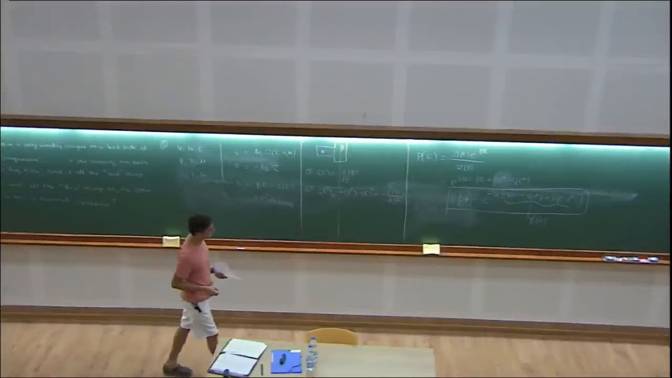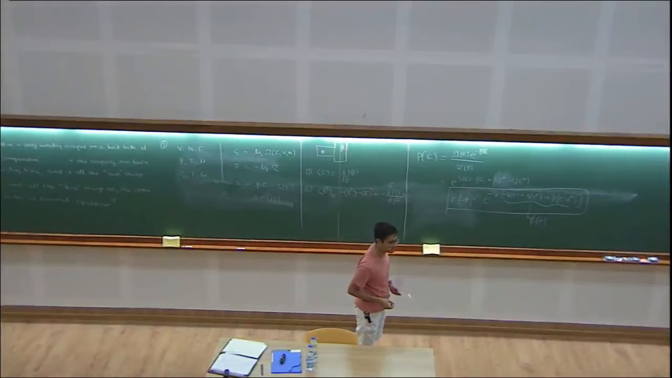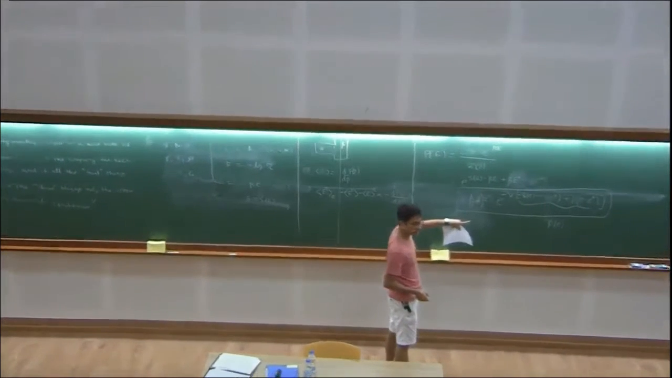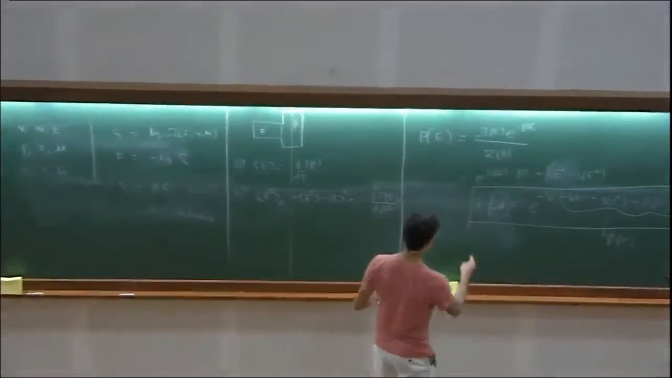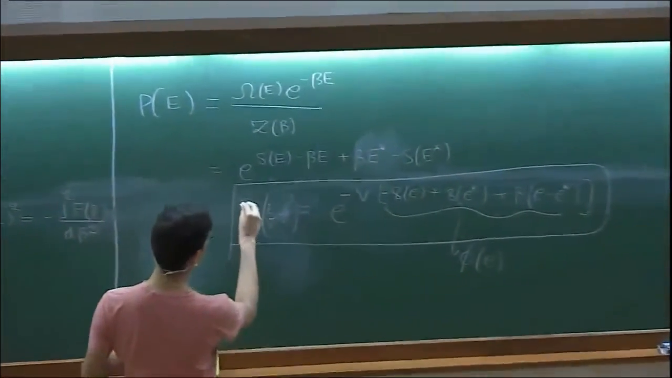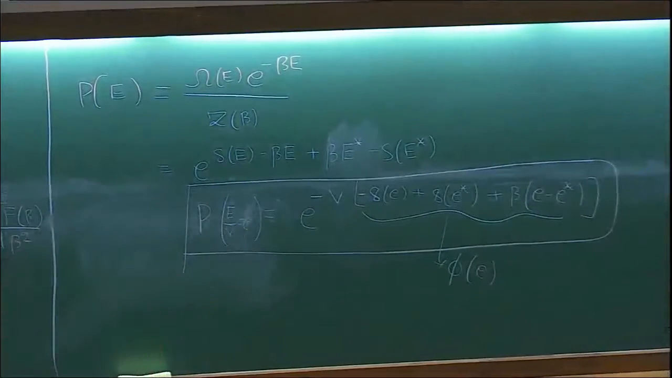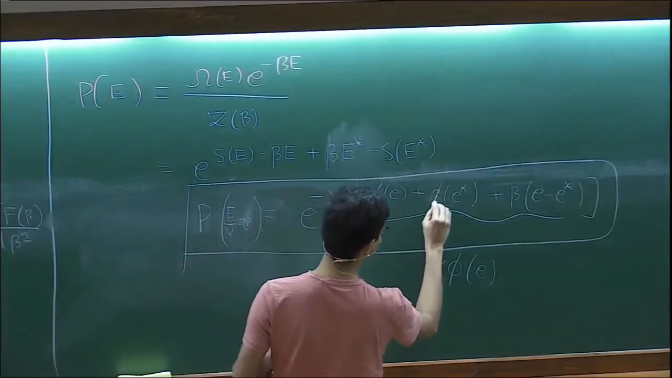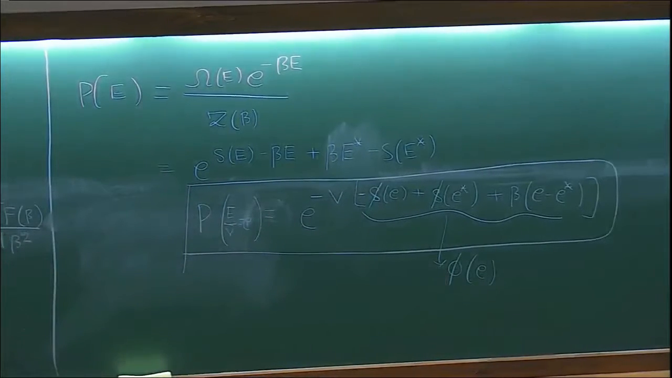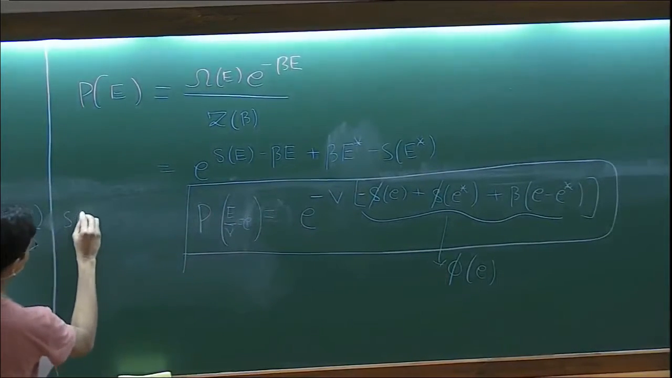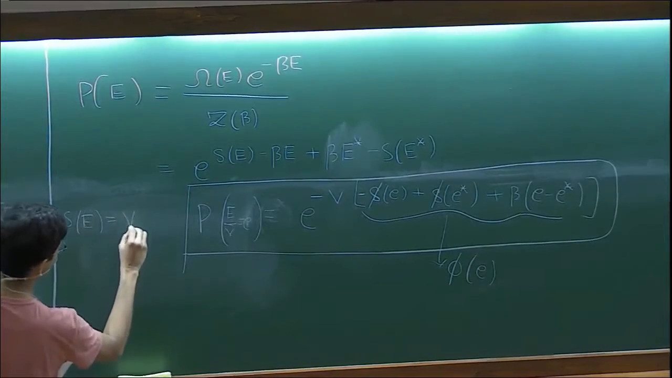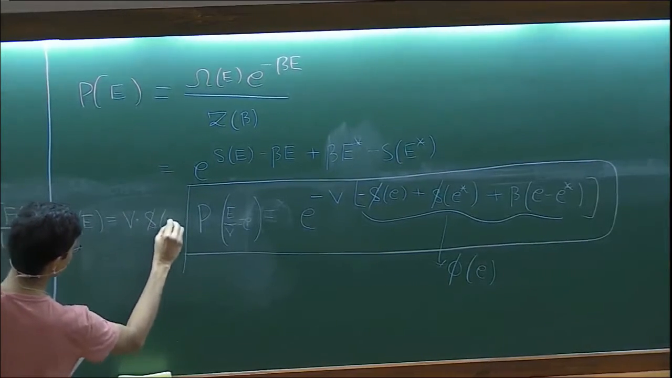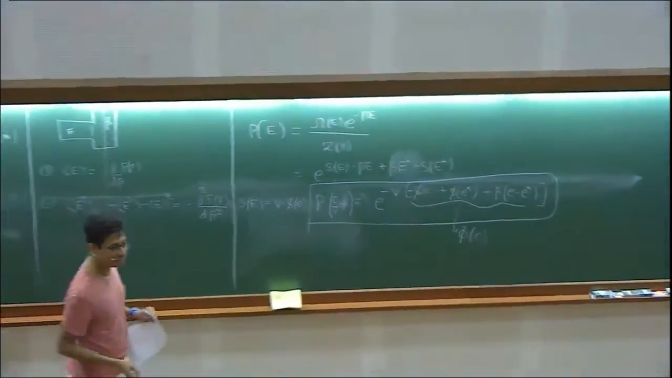No, this is the probability. So when I'm writing the small s, it's like this. S is just the entropy. So if I have this, I'm writing it as the volume times the entropy density, this function of small e.